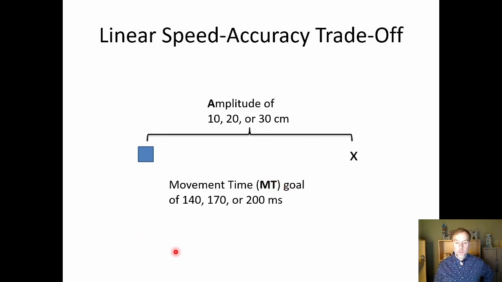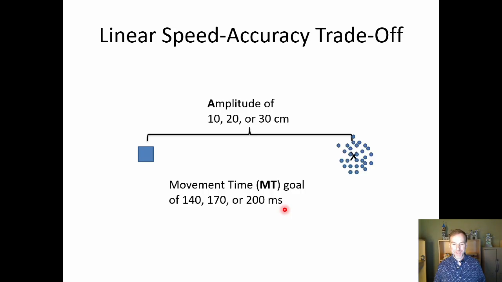And Professor Schmidt looked at all combinations of these amplitudes and movement times. So there'd be 9 different tasks. One of them would be 10 centimeter amplitude and 140 millisecond movement time goal. And that would be kind of one extreme. The other extreme would be 30 centimeters with a 200 millisecond goal. But they looked at all 9 factorial combinations of those. So the participant would do a series of trials.